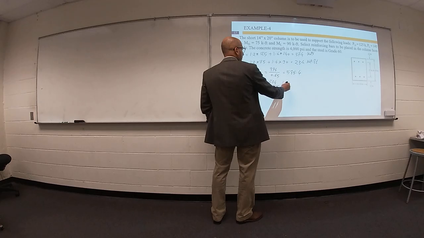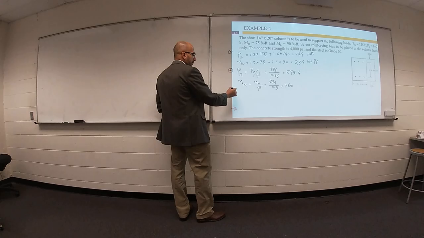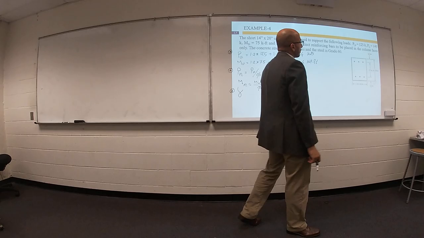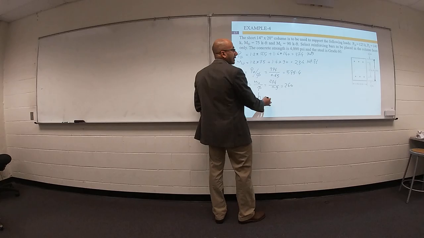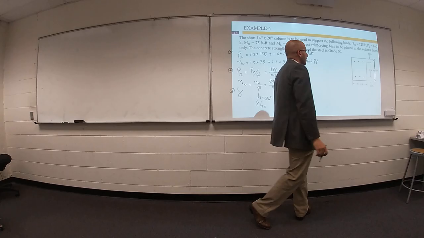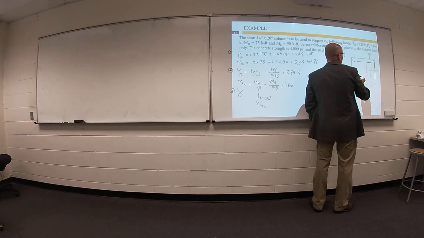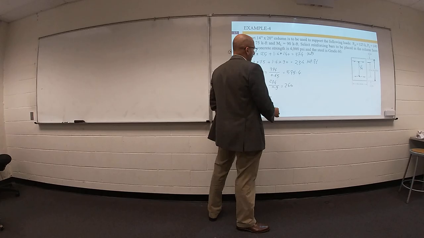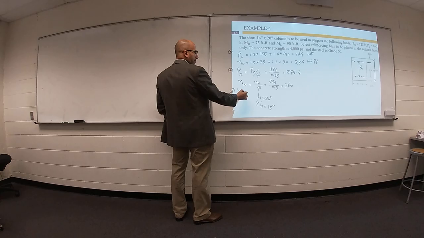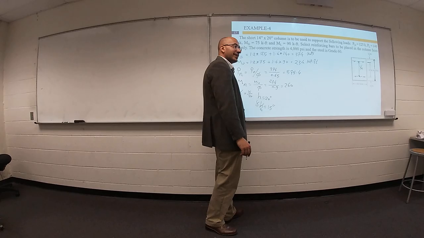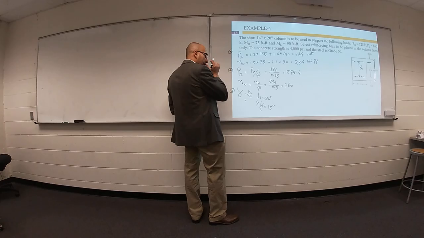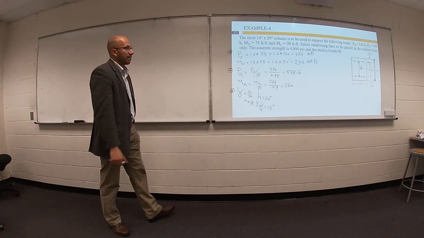Okay. Next step, what is the value of gamma? If you say this distance is h, so your h equal 20 inch. Gamma h is the distance between this face of reinforcement to this face of reinforcement. This distance equal 15 inch. Can you figure out what is the value of gamma? Equal 15 divided by 20. What's the value? Three quarter, 0.75.